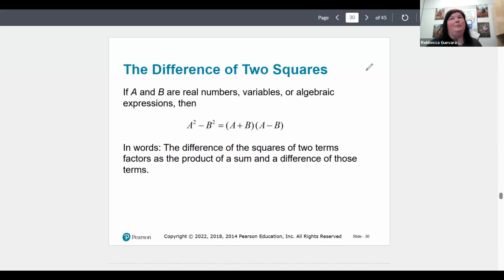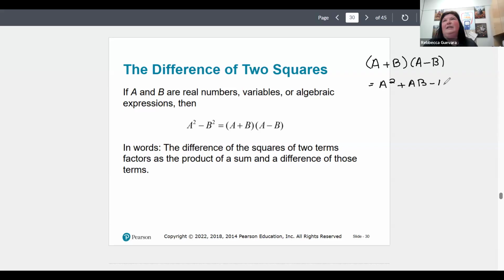plus B times A minus B. So earlier we were doing this one backwards. We were talking about conjugates and the product of a sum and a difference. And we said that this ends up being A squared plus AB minus AB minus B squared, or just A squared minus B squared. But now we're using it to go backwards to do some factoring.